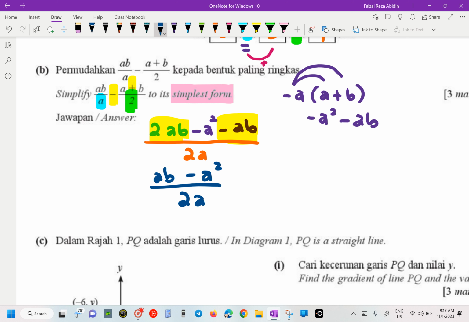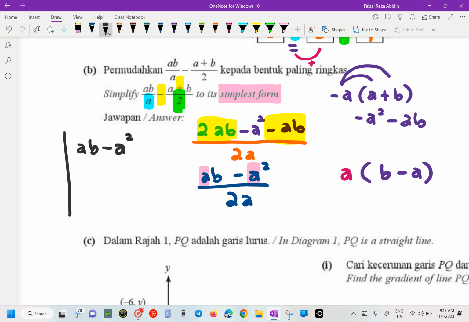Okay, this one I'm using the first method, HCF. Why am I using HCF? Because this one I have the same term. Can you see that? So I'm going to take out A first. And inside the bracket here, I'm going to get B minus A, isn't it? So this one, AB minus A square.